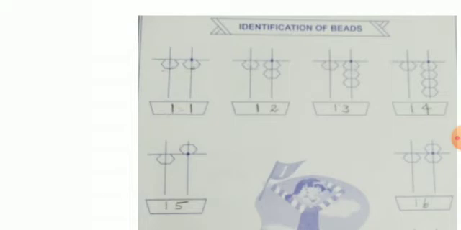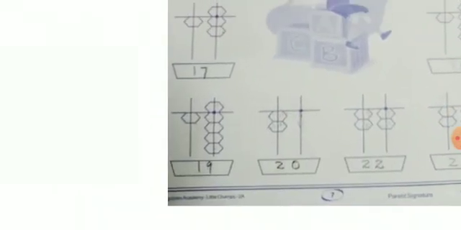If we take the next question, in ones place we can see 2 beads and in tens place we can see 1 bead. So the value of the tens place bead is 10 and the value of the ones place beads is 2. So 10 plus 2, 12. And in the third question, in ones place we can see 3 beads and in tens place there is only 1 bead. So the value of this 1 bead is 10 and the value of 3 beads in ones place is 3. So the answer is 13. So like that we can do this page number 7.